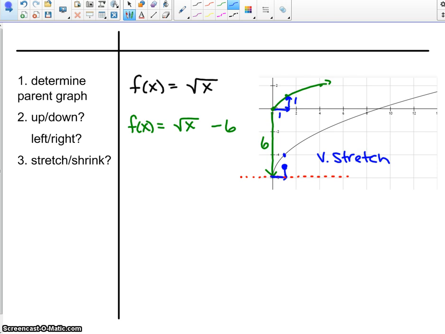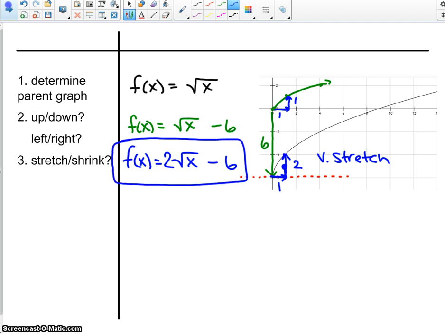All you really need to look at is if I went 1 step to the right, how many steps am I taking up? And because I took 2 steps up, that means I'm stretching it by a factor of 2. Now, just like when we graphed, you can always check these things by typing the function that you just came up with into your calculator and looking at, does it appear to be the same? And again, you can use that trace feature just to punch in a couple points and make sure they match up.